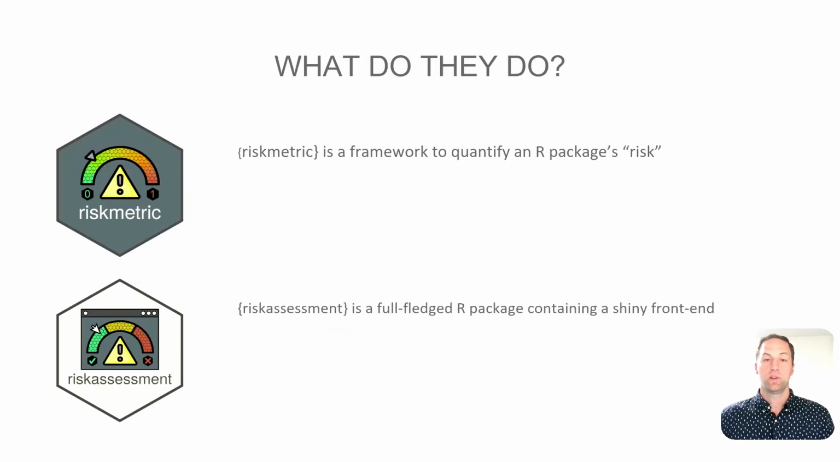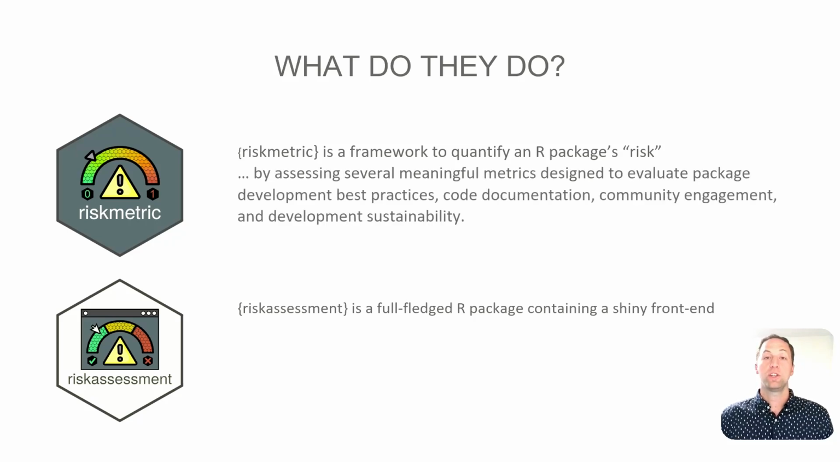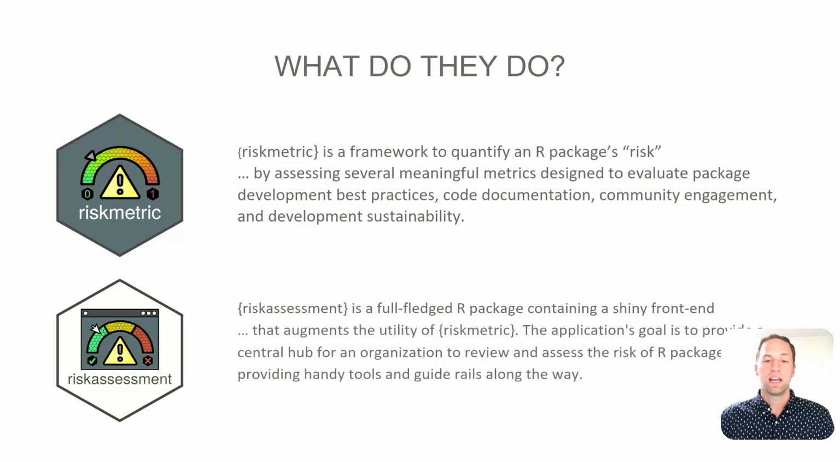So what do they do? Riskmetric is a framework to quantify an R package's risk. It's going to do this by assessing several meaningful metrics designed to evaluate package best practices, code documentation, community engagement, and development sustainability. The risk assessment application is built upon the Golem framework, and it augments the utility of riskmetric. The application's goal is to provide a central hub for an organization to review and assess risk of R packages. We provide a lot of handy tools and guide rails along the way to make that easier.